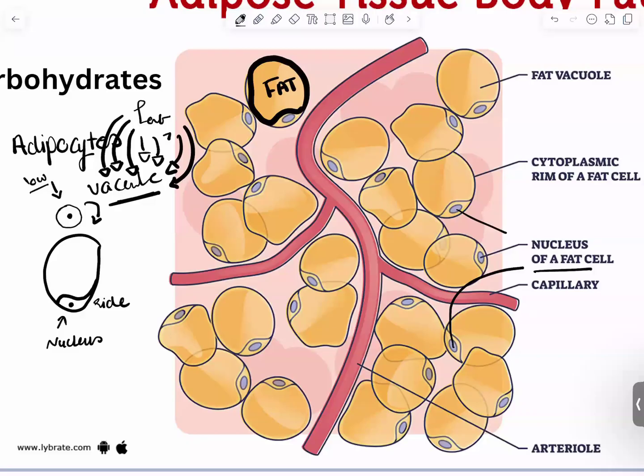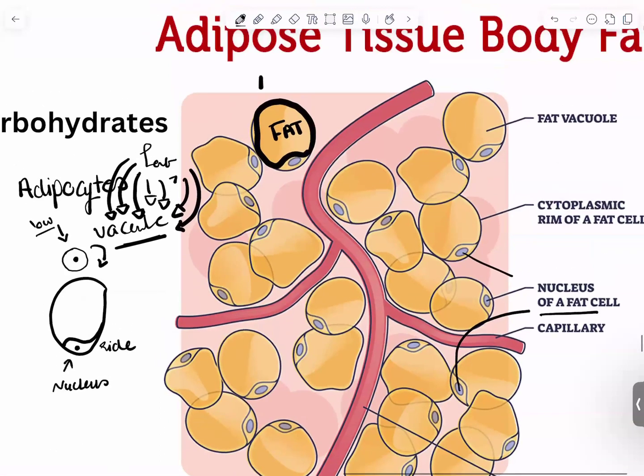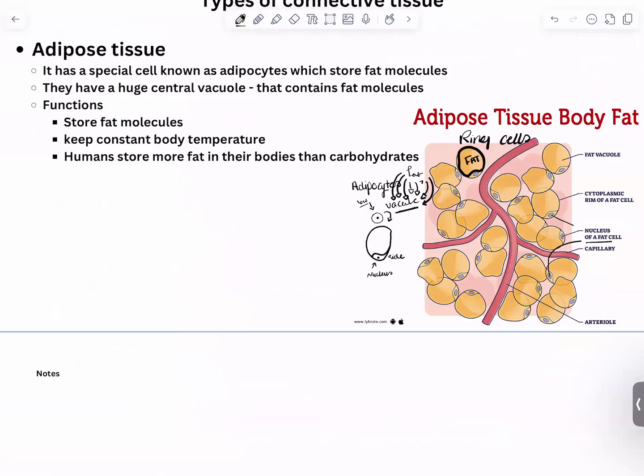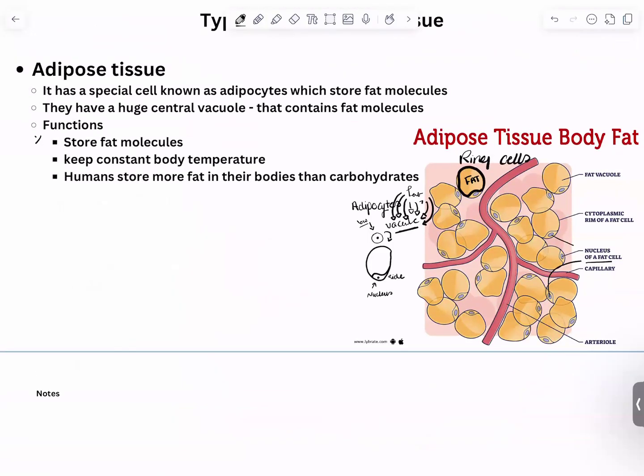So remember adipocytes have another name. They call them ring cells. They look like a ring, right? So in the ring cells or in the adipocytes, we have a very big vacuole which is responsible for storing the fat molecules. Adipose tissue is going to be formed around the body. It's going to be most of the time one of the outermost layers.